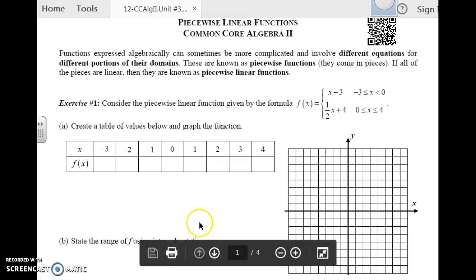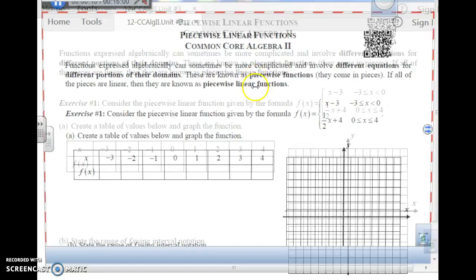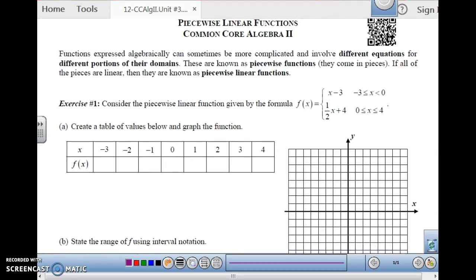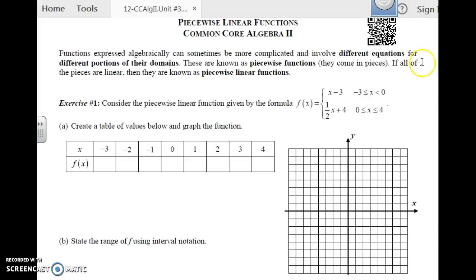This is Algebra 2, Unit 3, Lesson 6 on piecewise linear functions. Now, what we're going to be looking at is some piecewise linear functions. We did some of these back in Algebra 1, and these are a little more complicated. All right, a piecewise linear function has different equations for different portions of their domains. So they are made up of line segments that have different equations when you're working with the values.